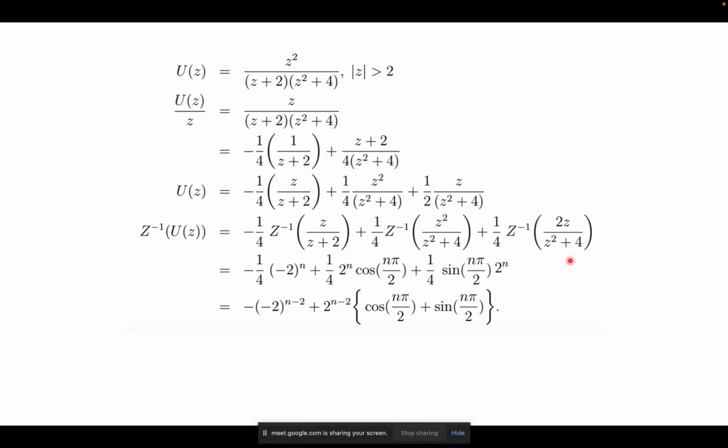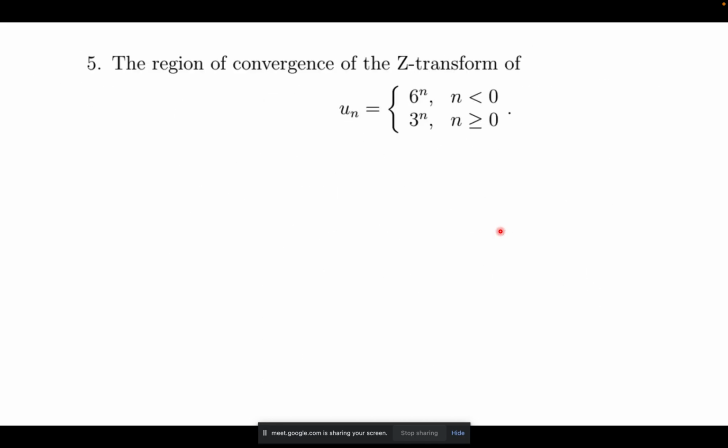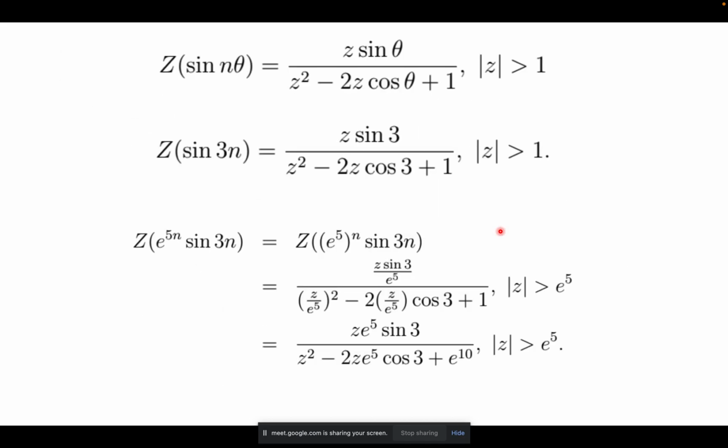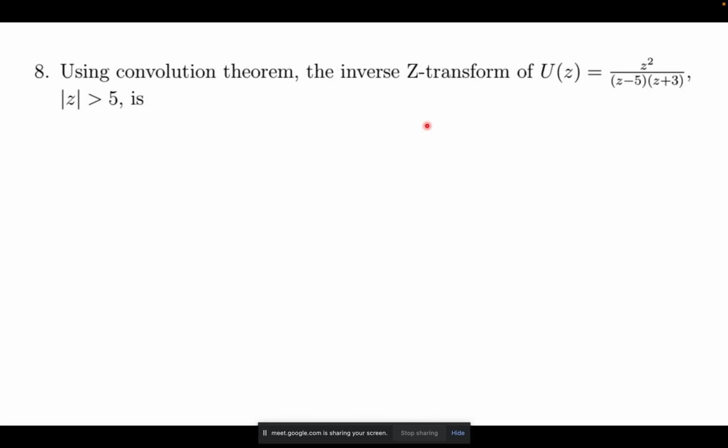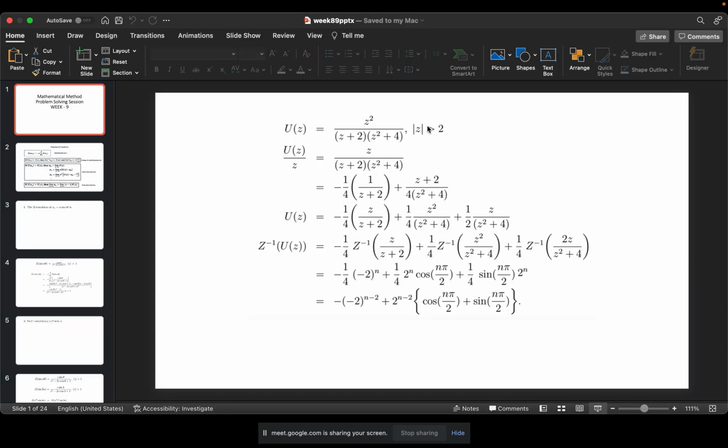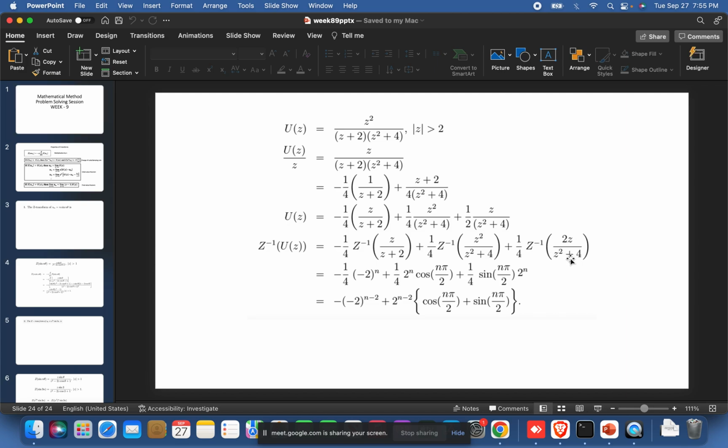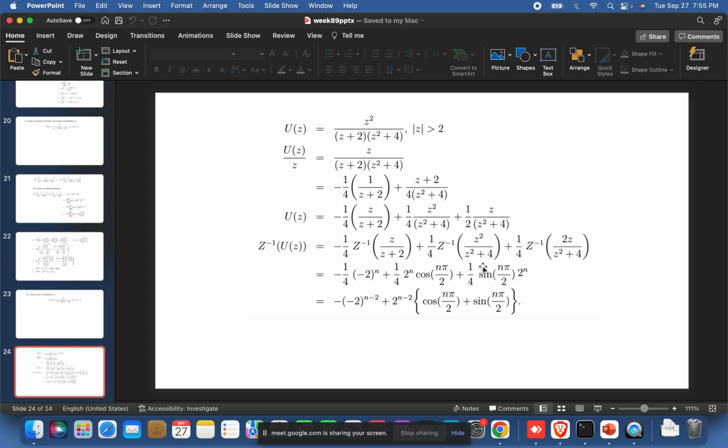But now the problem is to calculate the others. If you recall the first problem, sorry, the second problem, you can see here that if you replace theta by pi by 2 you will get z upon z square plus 1. Now if you compare it to the given expression, what you have is 2z upon z square plus 4, right? When you put theta equal to pi by 2, the z transform of sine n pi by 2 is z upon z square plus 1.